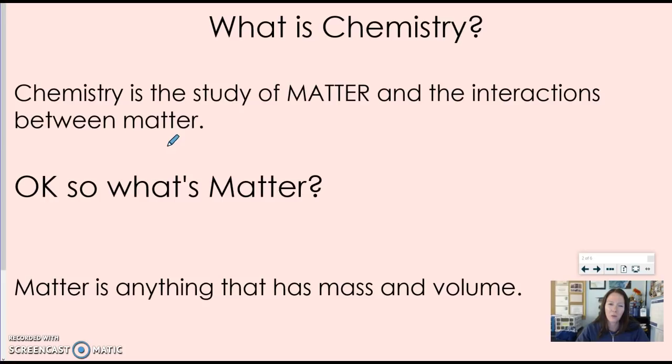So what do I mean by matter? Well, officially, matter is anything that has mass and volume. So it has mass and it takes up space, which is really pretty much everything around us, right? So we have pens and paper and us, right? We have mass and we take up space. So pretty much all the stuff that we interact with on a daily basis is considered matter. The only thing that is not matter is energy. And we'll get into that a little bit more later.